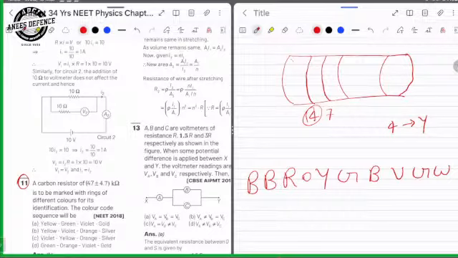Raina, are you able to understand Hindi? Sir, I am not able to understand Hindi. I can understand only English. Okay, no issue.